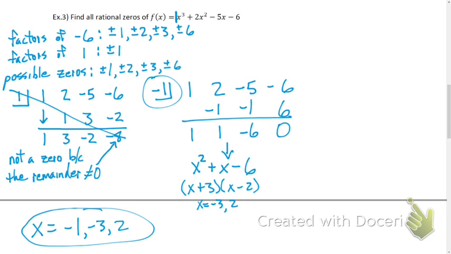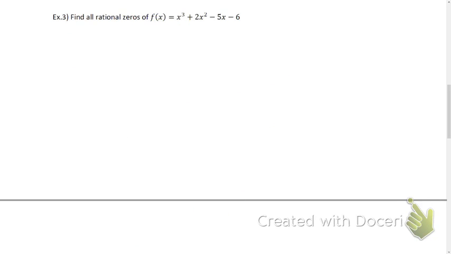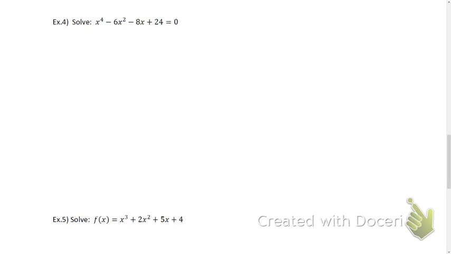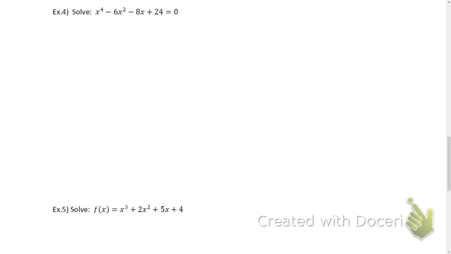Number 4 is very different. We start the same way, but you could be here for quite a while. So maybe write down your possible zeros, or hit pause and write down your possible zeros. I'm going to write them down here.